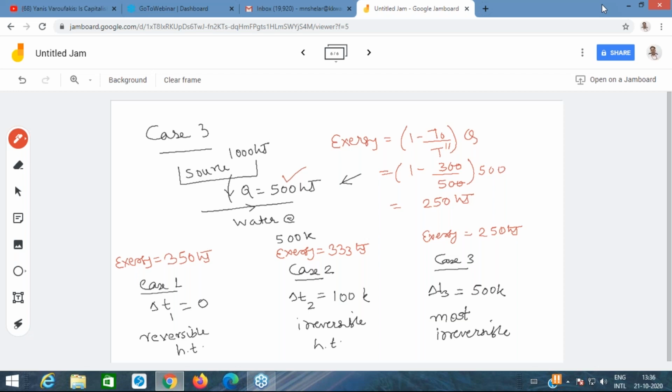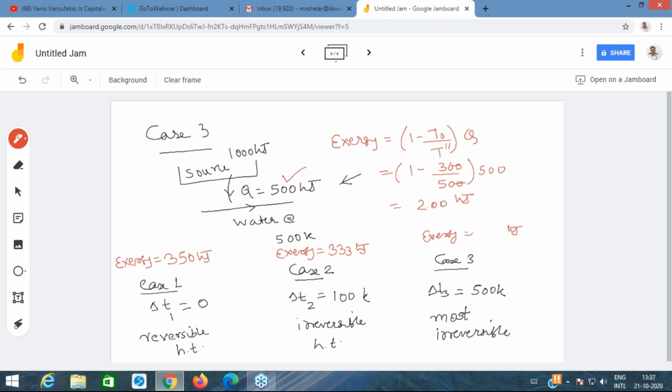Ganesh, is there a calculation mistake? 3 by 5, 2 by 5. Okay, 200. Right. Ganesh, thanks for pointing out this correction. I'll just erase this. So case 3 is 200 kilojoules.